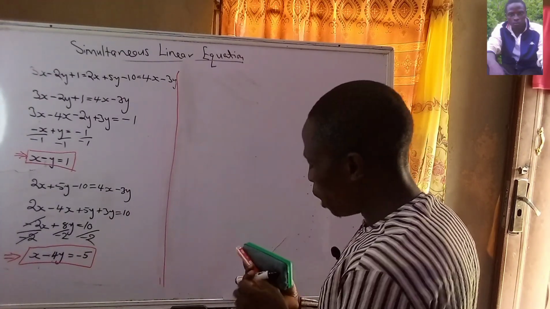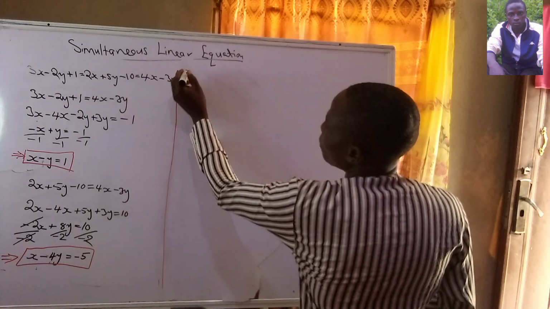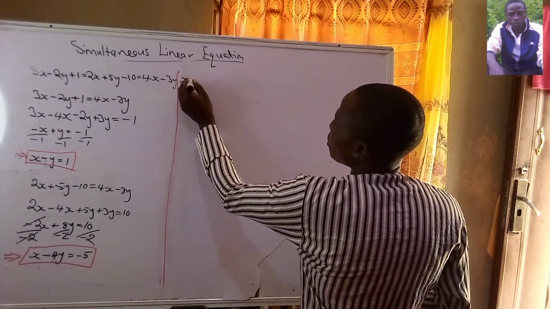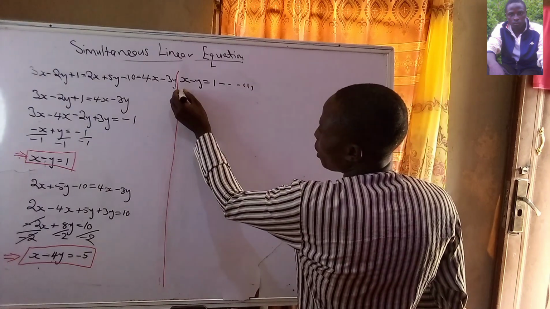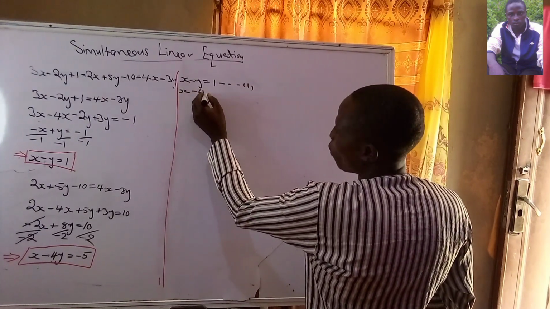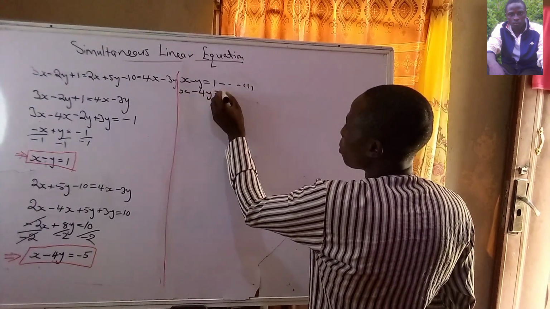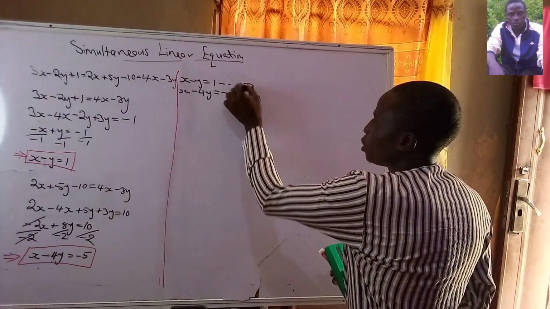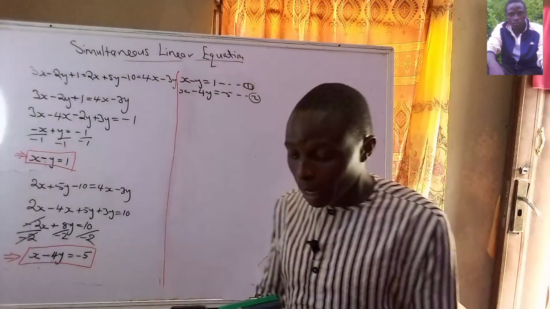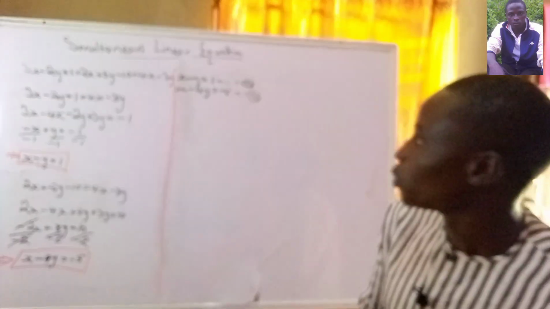Then let me draw a line on the board. Then I will now rewrite the two equations. x minus y is equal to 1, I will call it my equation 1, and x minus 4y is equal to minus 5, and I will call it equation 2.